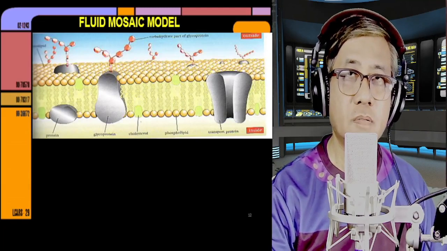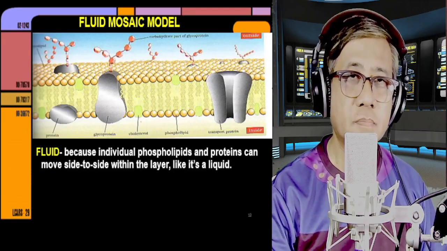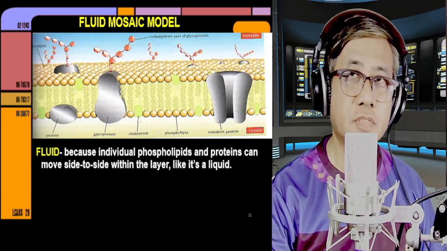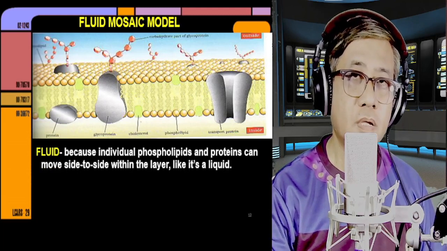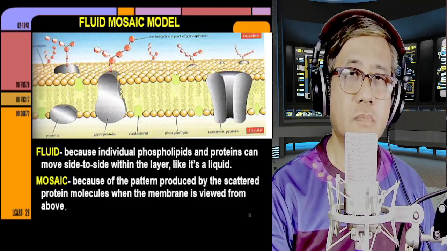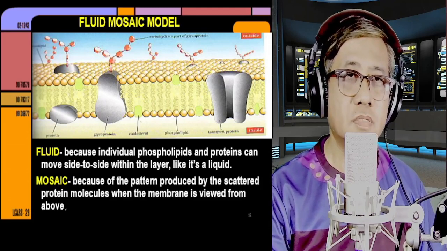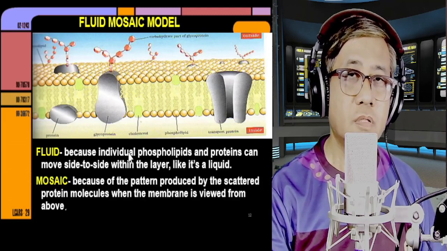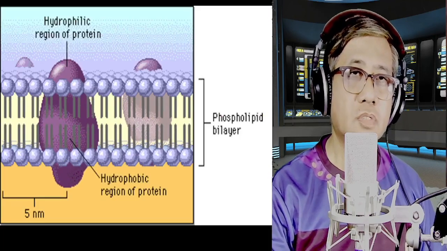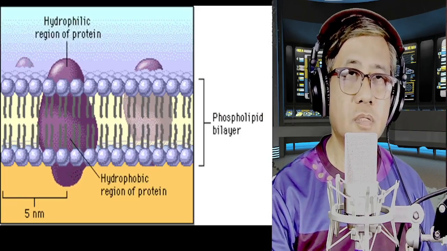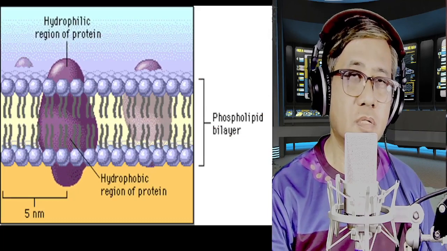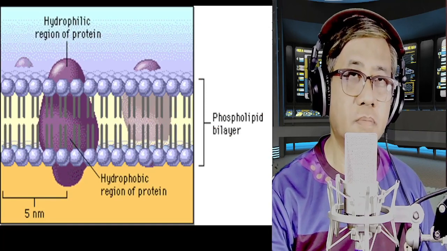What does this mean? The word fluid means that the individual phospholipids and proteins can move side to side within the layer like it's a liquid. And when we speak of the word mosaic in the fluid mosaic model, it refers to the pattern produced by the scattered protein molecules when the membrane is viewed from above, so it would look like a mosaic. Alright, so here is an animation showing the side-to-side movement of these protein molecules that are embedded in the phospholipid bilayer.